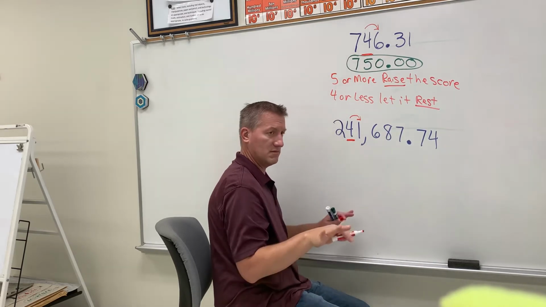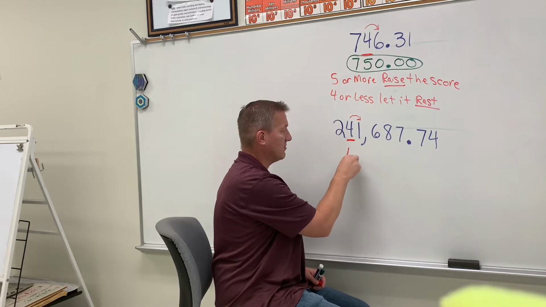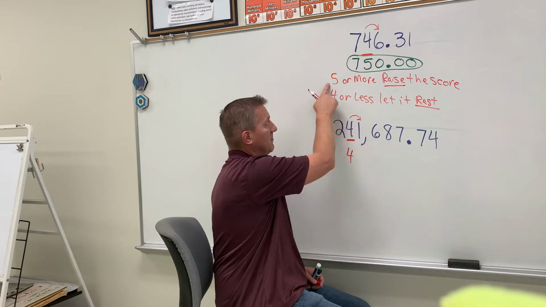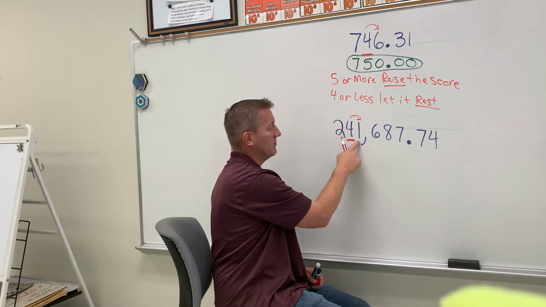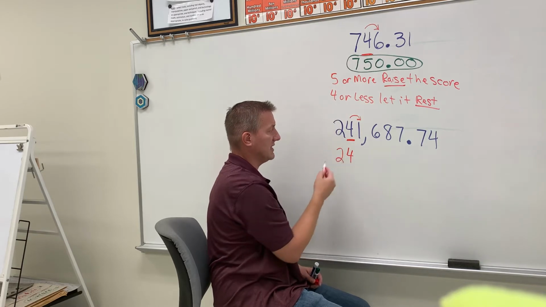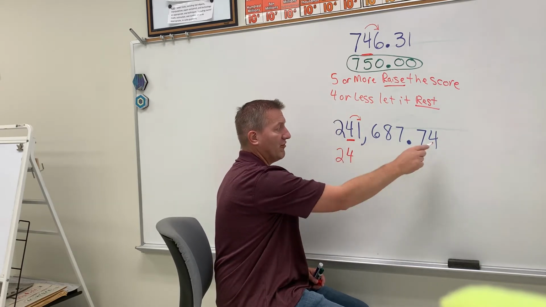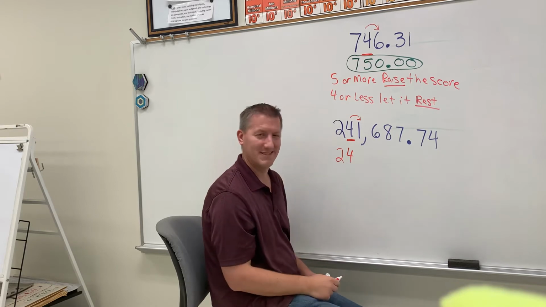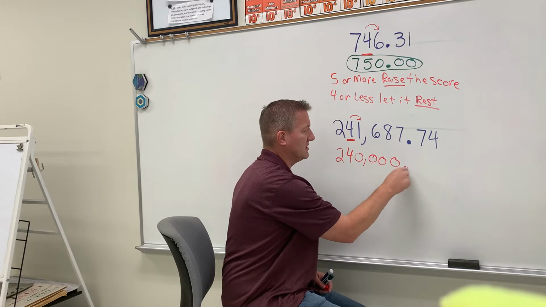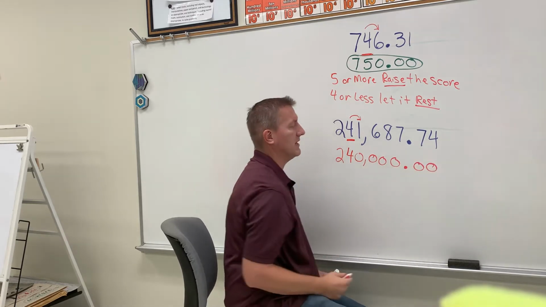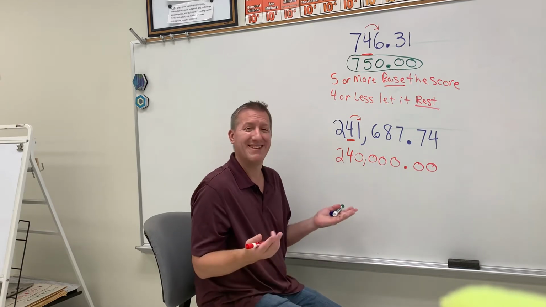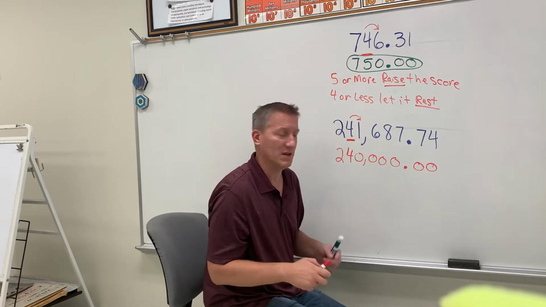Okay, so let it rest. We're gonna leave this one alone because that one's not 5 or more. The 2 is unaffected, so the 2 stays the same. And then all the rest go to 0. So make those all 0. Okay? So that is rounding of decimals, exactly the same way you round whole numbers.